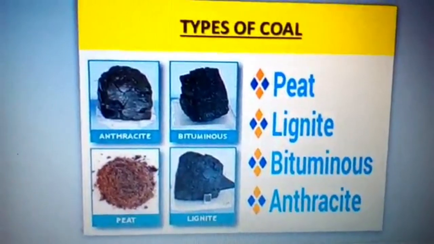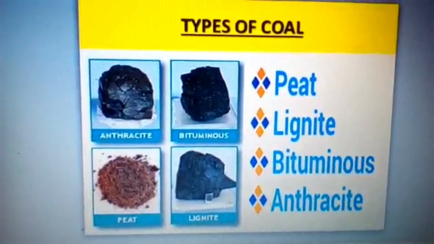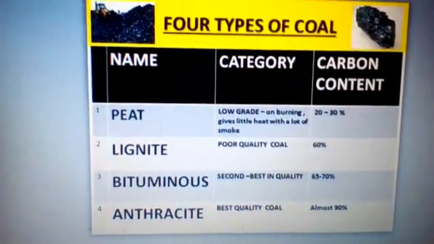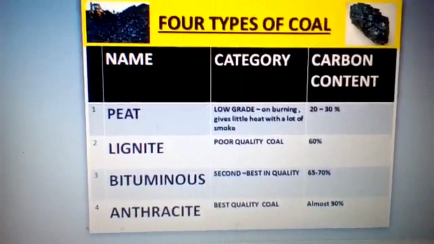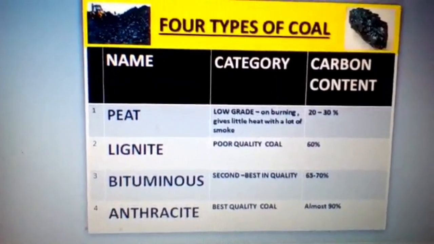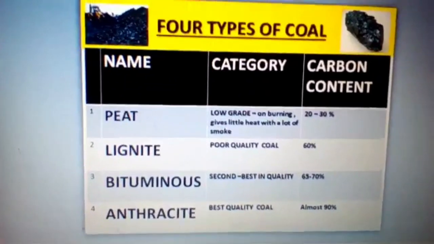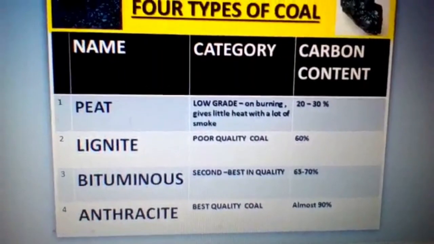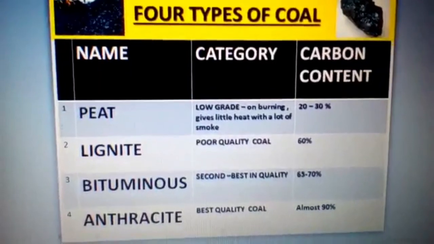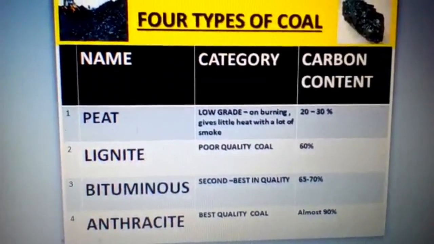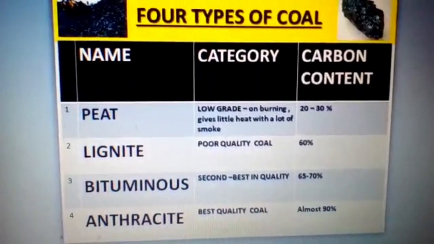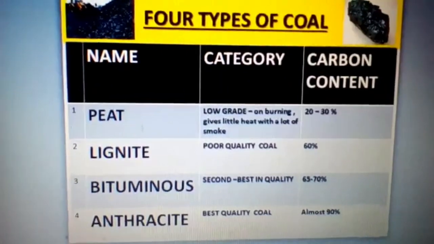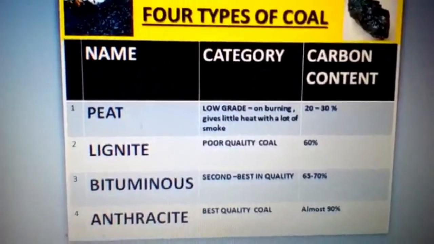So here now we have the types of coal, that is peat, lignite, bituminous and anthracite. All these are types only based on the carbon content of the coal which is found. Here I've made a table for you in which you can easily categorize the carbon content. Peat is considered to be the lowest grade or quality of coal which is found because it has only about 20 to 30% of carbon content. Lignite is a better form of it, but it is still a poor quality coal, that is 60% of carbon content is found in it.